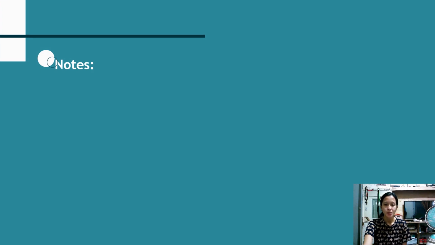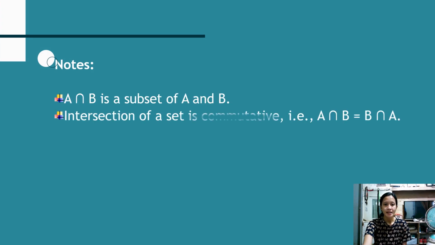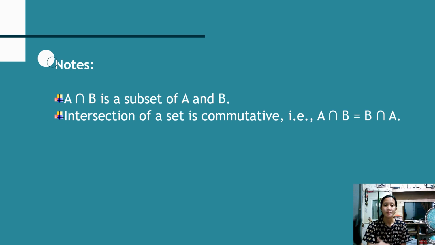Take note of this one. A intersection B is a subset of A and B. Meaning to say, the intersection is a subset of each given set, or individual set. Intersection of sets is commutative. Meaning to say, there is no order.